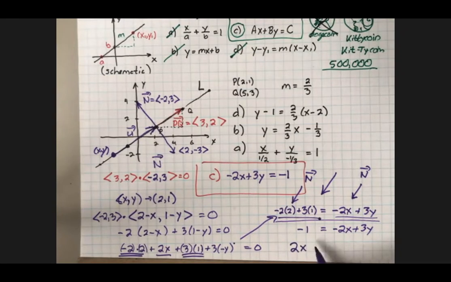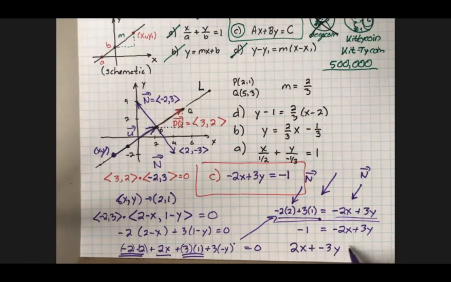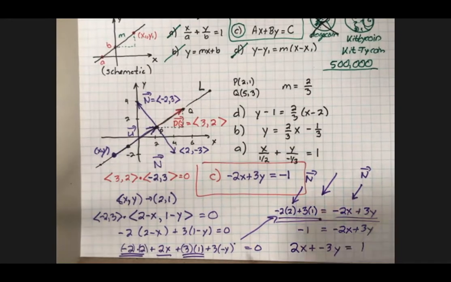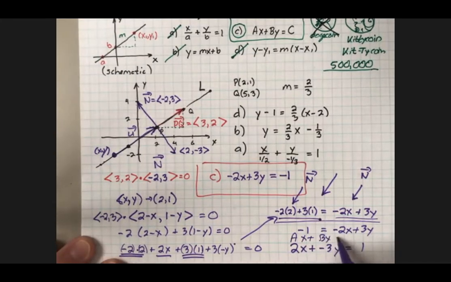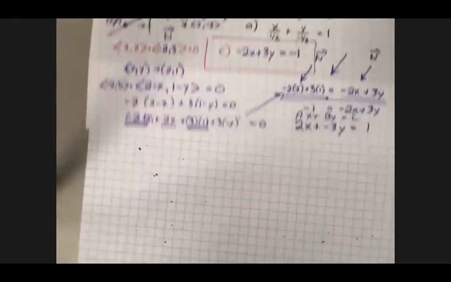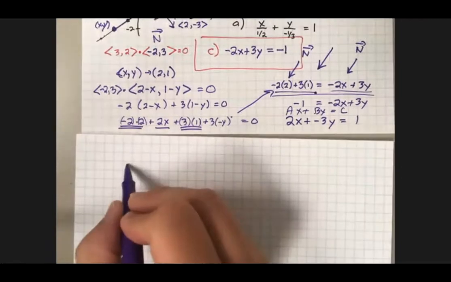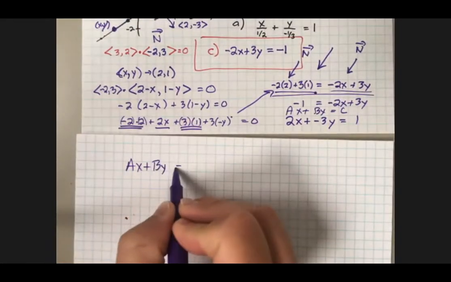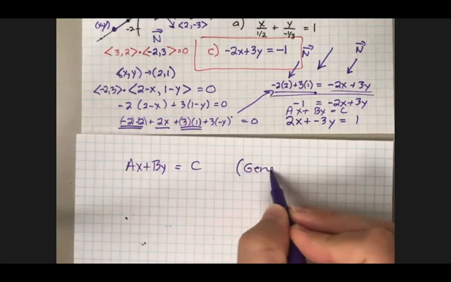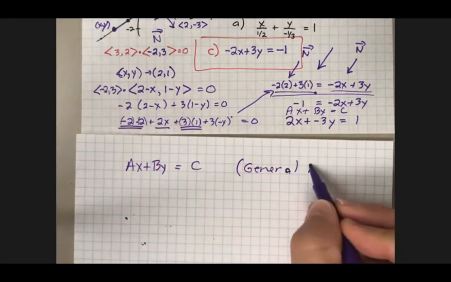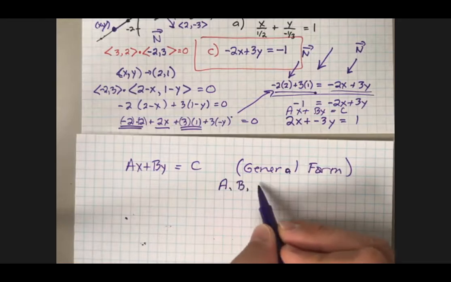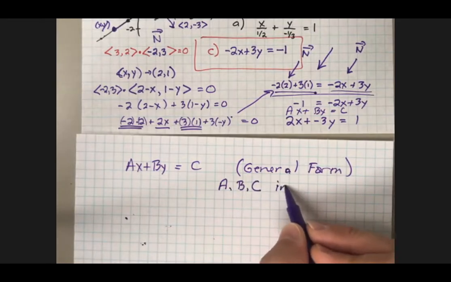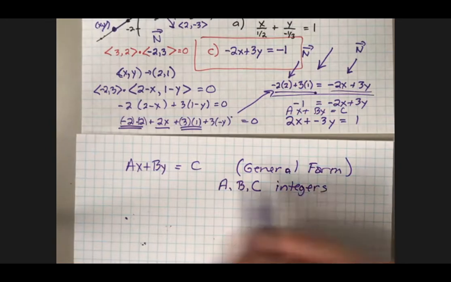Now, when you give the general form of the equation of the line, there's a couple of rules. The rules are, when you give the equation of a line in general form, ax plus by equals c, that A, B, and C have to be integers. Don't do this with fractions.